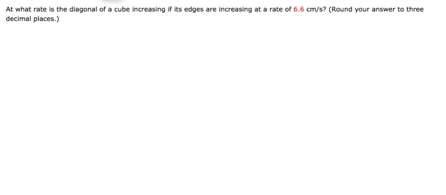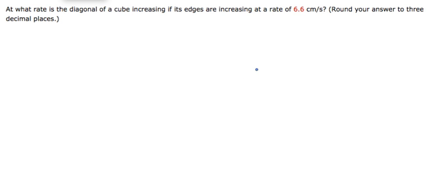So in this problem, we will have a cube, and we want to find the rate at which its diagonal is increasing if its edges are increasing at the rate of 6.6 centimeters per second. So what we need to do is draw a diagram of a cube to get started, and that'll help us to find the relationship between the diagonal of the cube and the edge lengths.